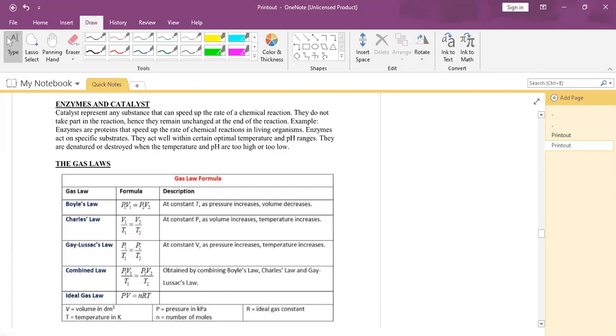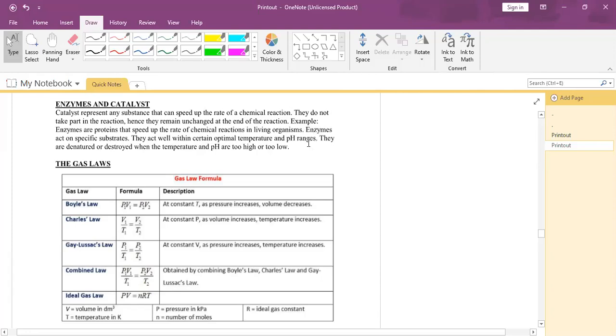I think we talked about enzymes already and catalysts. We did that some time ago. But somebody asked a good question today, so it looks like it's also here. Just a quick reminder. Catalysts represent any substance that can speed up the rate of chemical reaction. They do not take part in a reaction. Hence, they remain unchanged at the end of the reaction. Example, enzymes are proteins that speed up the rate of chemical reactions in living organisms. Enzymes act on specific substances. They act well within certain optimal temperature and pH ranges.